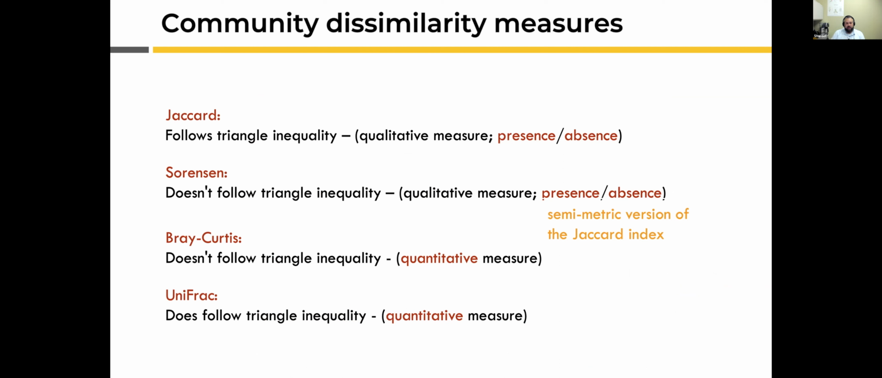So there are many different measures of community dissimilarity. These are some of the most common. The first 3 were developed originally for standard community ecology: Jaccard, Sorensen, Bray-Curtis. Jaccard is presence-absence, so it looks at whether organisms are there in each sample.